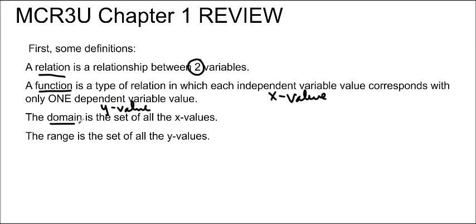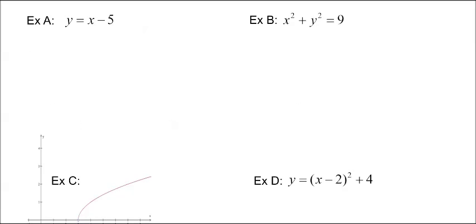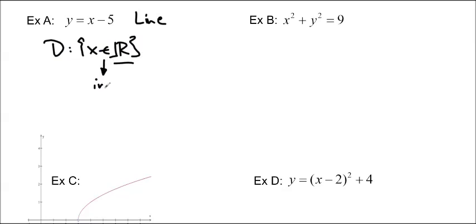The domain is the set of all the x values, and the range is the set of all the y values. We're going to find the domain and range for each of these examples. So y equals x minus 5, this is a line. Almost every single line has a domain of x in R with no limitation. So it could be anything in the reals. We would pronounce this x in, or an element of, the real numbers.